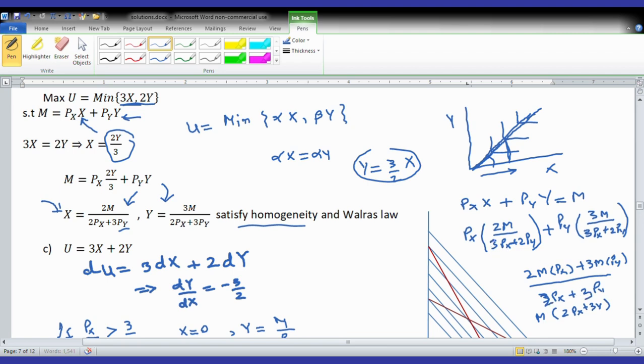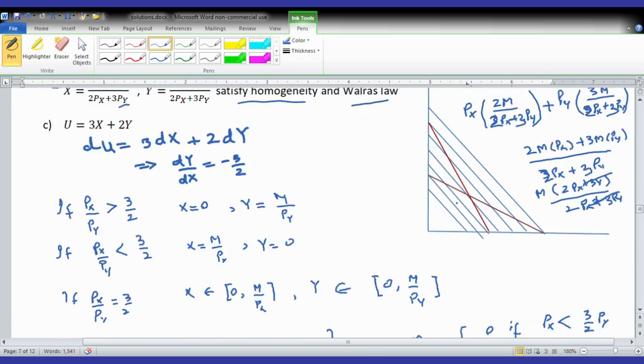2px plus 3py, so 2px plus 3py gets cancelled and you are left with m, and so we have left hand side equal to right hand side, m equal to m. So the budget constraint is satisfied. This is true for y as well.